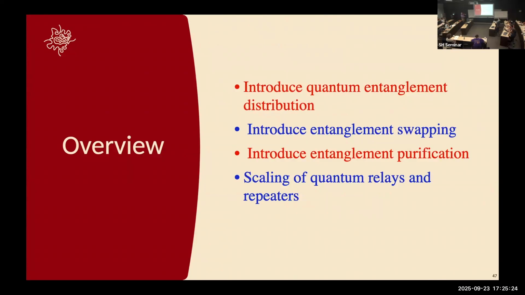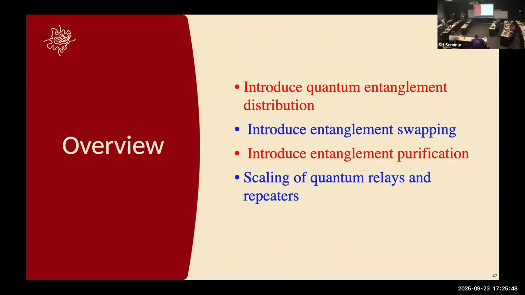And we need to look at entanglement distribution, entanglement swapping, purification, and then some scalings, okay? The order here may not be what you expect. Many people expect that distribution you have to do first, okay? You can't do swapping or purification without distribution.